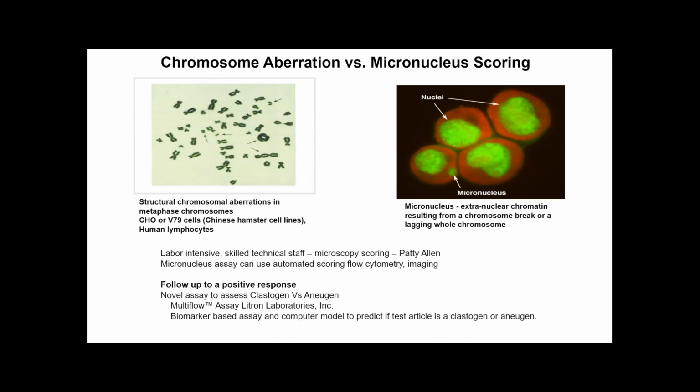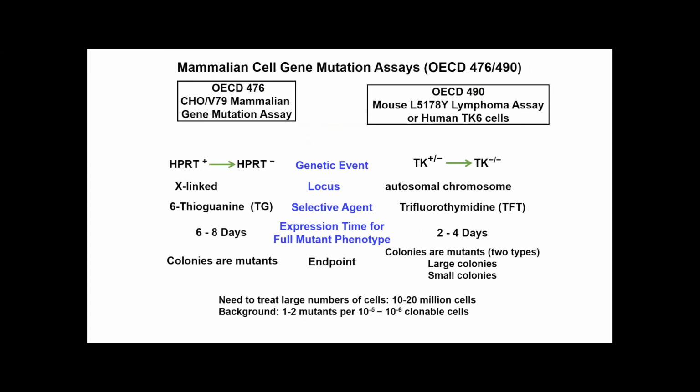So how do you follow up the positive? There's also this newer assay called the multi-flow assay. And this is a biomarker-based assay, which uses a number of biomarkers, including nuclear P53, to assess whether something causes a clastogen or an aneugen. So this is how you assess whether these are aberrations there. However, the bottom one does not meet OECD test requirements, so you really can't use it. You can use it in drug discovery, but not in preclinical safety assessment.